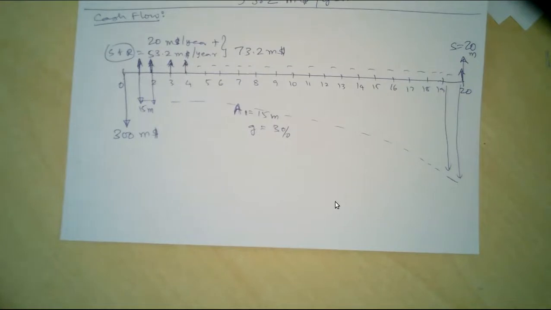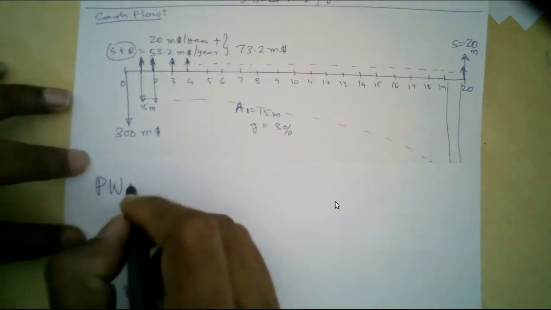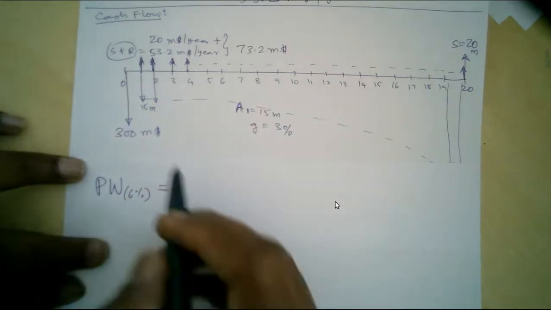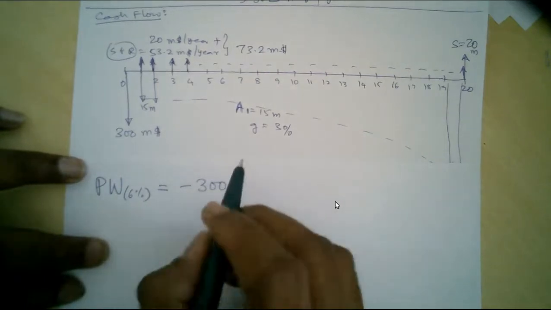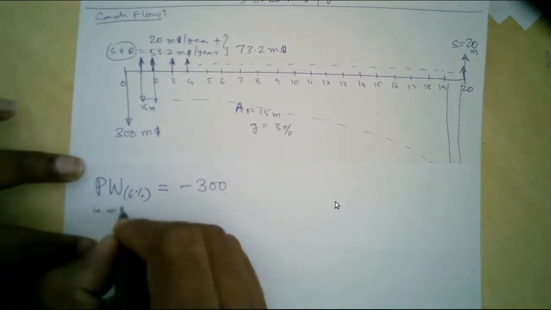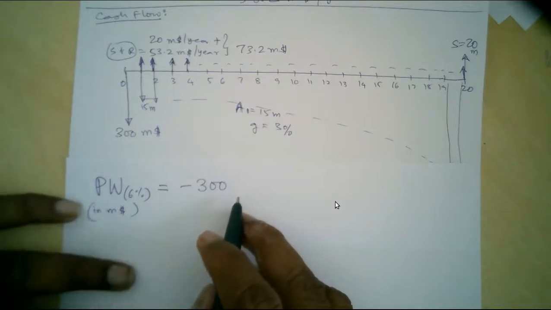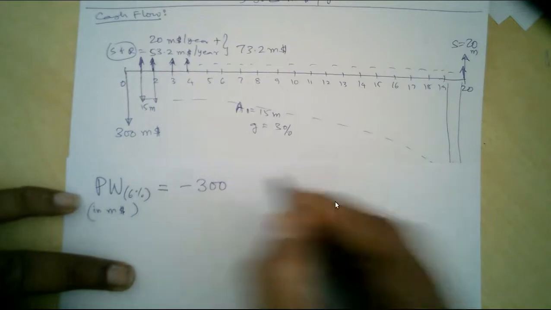So let me take another sheet of paper. Now how do we calculate the present worth? Okay, so present worth at 6%, right? So first thing, you take this initial investment, so minus 300 million, that is there already. So I'm doing everything in millions of dollars. So minus 300 will be there. Next, let us take the salvage value, 20 million. Okay, so salvage value will be positive.